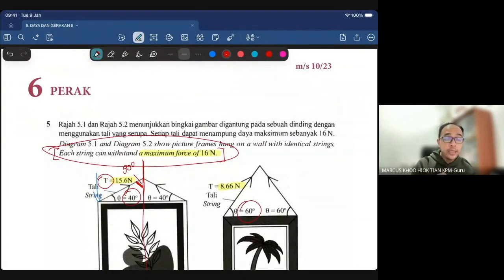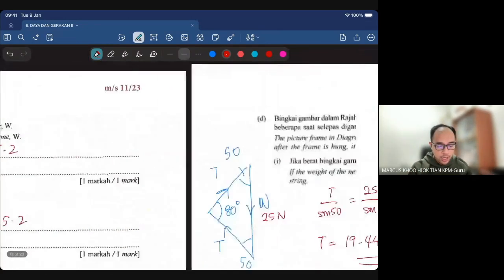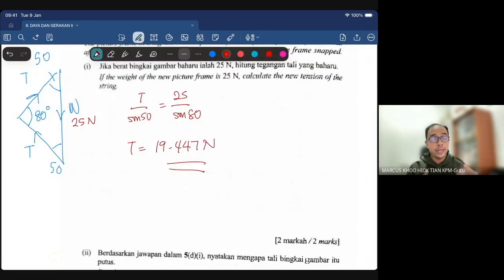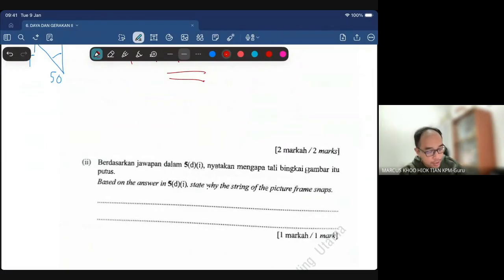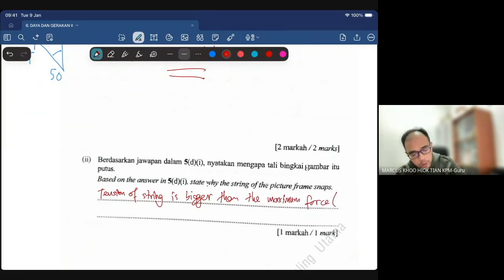So the reason why the string of the picture frame snaps is because of the statement that the question made earlier: each string can only withstand a maximum force of 16 newtons. The maximum tension is 16 newtons, but you find that our new tension now is 19.447. So that's why the string of the picture frame snaps now, because the tension of the string is bigger than the maximum force, which is 16 newtons. That is the new tension of the string that we just calculated.